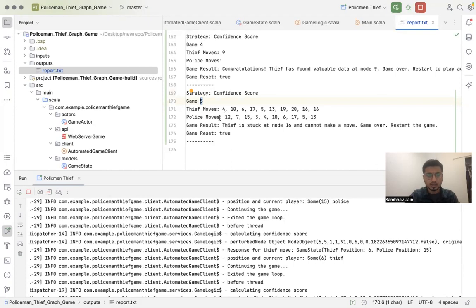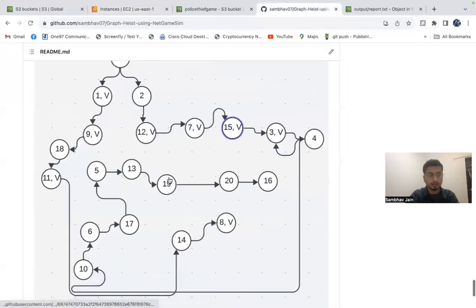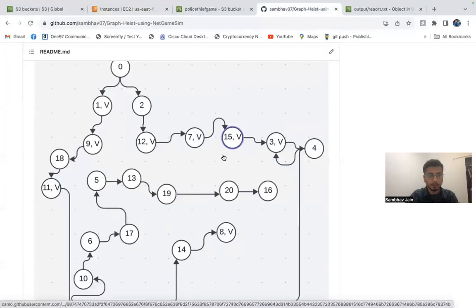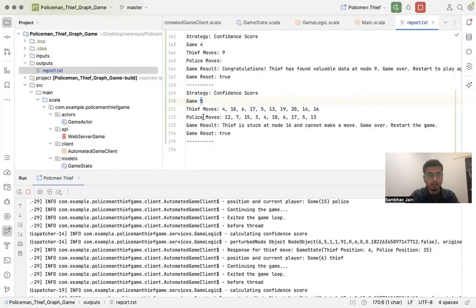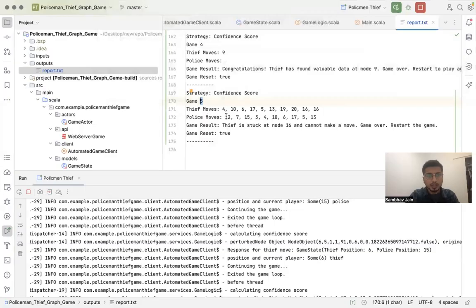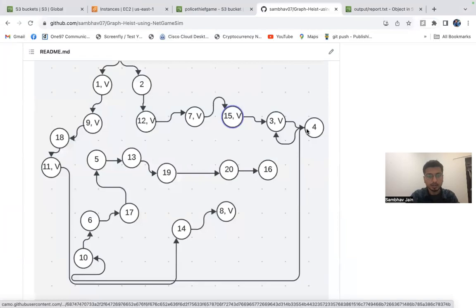So I'll just go to our graph. The thief is at node number 4 and the police is at node number 12. So 12 is here. Probably the police made the move first and the thief was placed here.